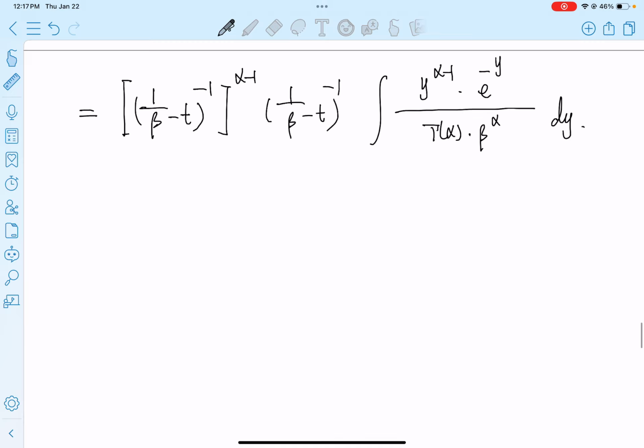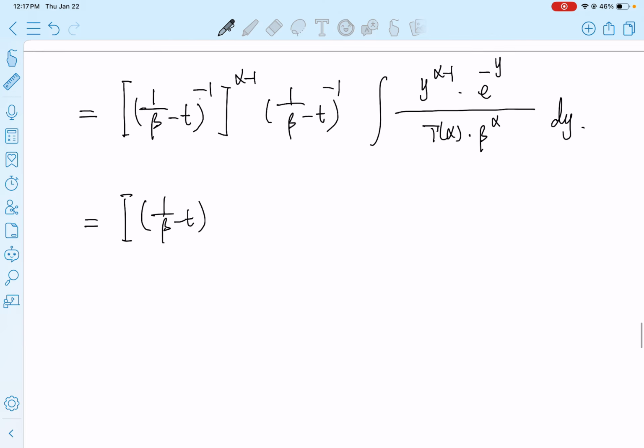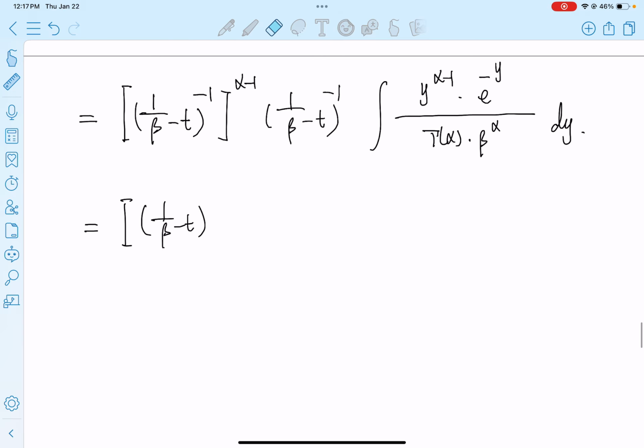So next, let's simplify the constant. First of all, we have 1 over beta minus a t. So we first raise the power of -1, and then further raise the power of alpha minus 1. And that is the same as raising the power to negative alpha minus 1. And if you want, this is 1 minus alpha.